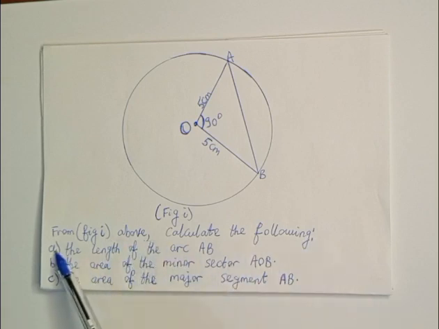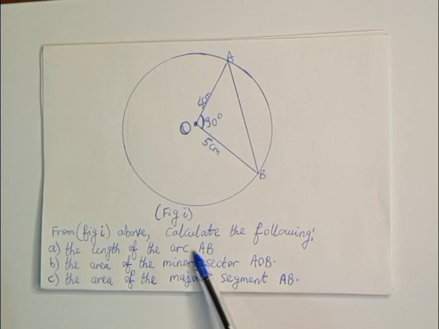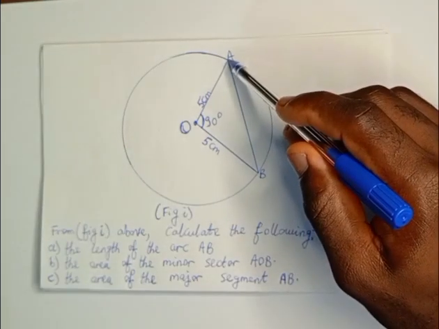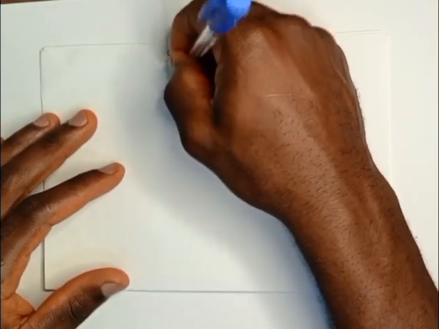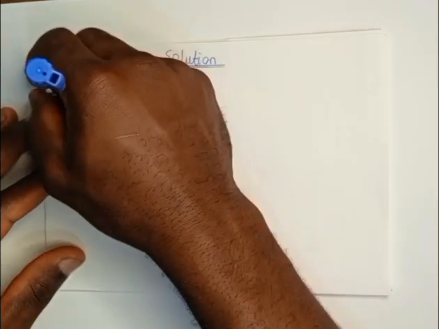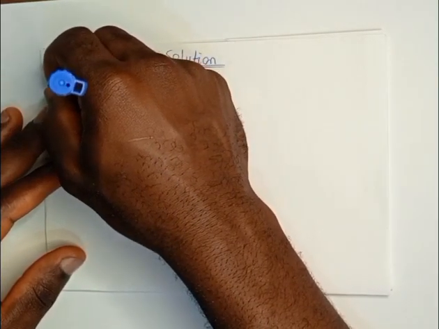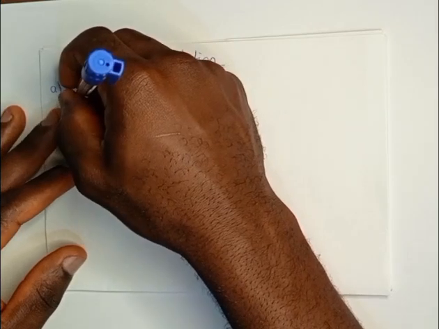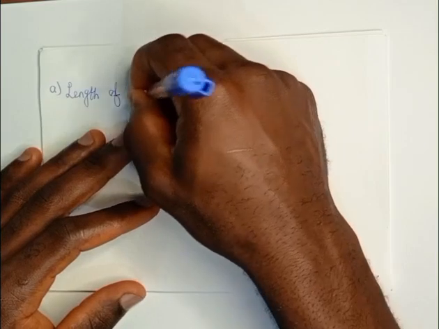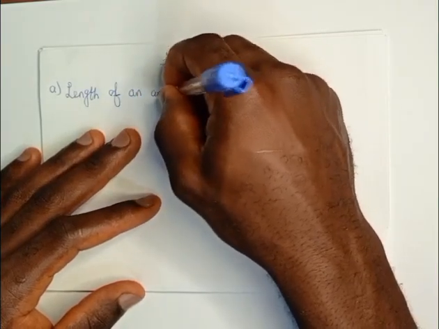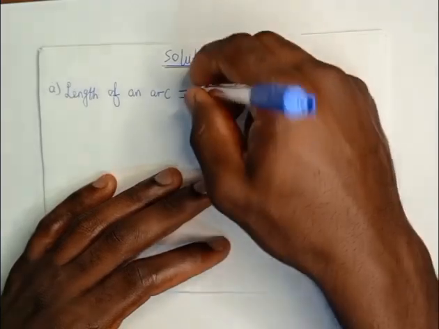Calculate the following. A. The length of the arc AB. Remember, an arc is simply a portion of the circumference of a circle. We have to calculate this length from A to B. For question A, the length of an arc is calculated by making use of the formula.